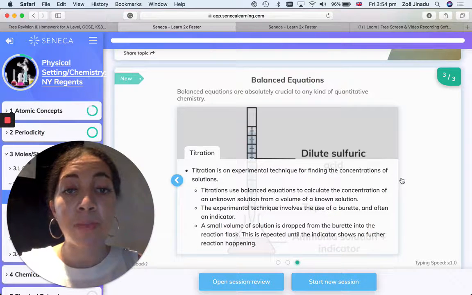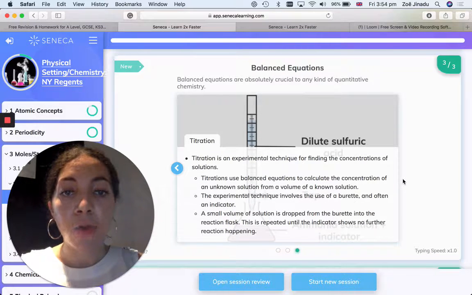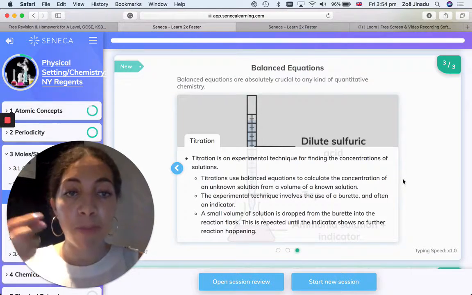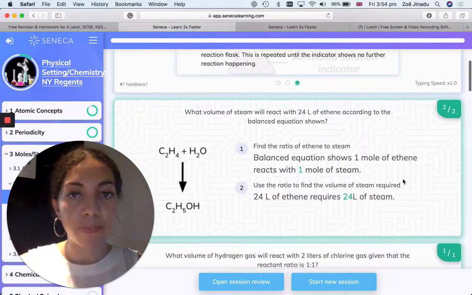The experimental technique involves the use of a burette and often an indicator. A small volume of solution is dropped from the burette into the reaction flask. This is repeated until the indicator shows no further reaction happening.